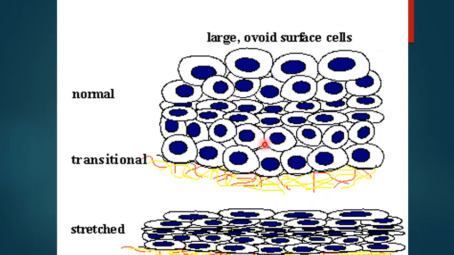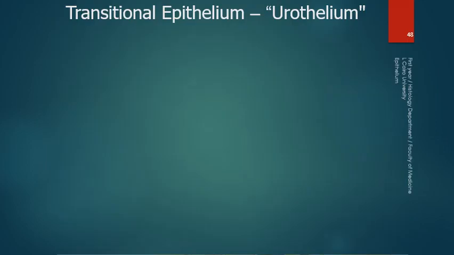Here is the empty bladder and here is the full bladder. In the full bladder, stretch occurs, so the cells, as you can see here, appear as if they are gliding over each other. In the stretched stage in the full bladder, it seems as if the number of cells decreases, but actually the thickness of the cells decreases.